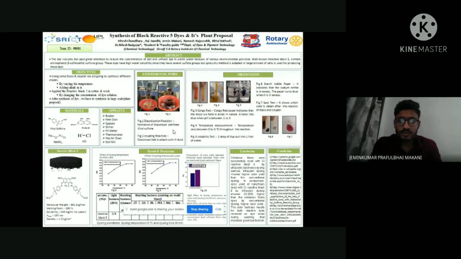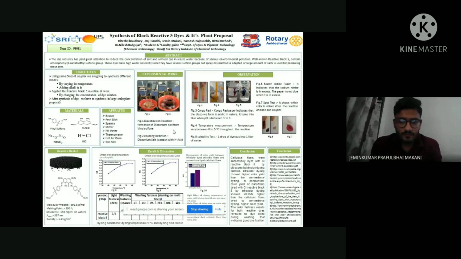Thank you, Raj. After that, the experimental work we have performed. In figure 1, the diazotization reaction takes place. In this, formation of diazonium ion from vinyl sulfone. After that, figure 2 indicates the coupling reaction. In that, the diazonium ion is attached with H acid. After that, the observations we have done in our experiment.